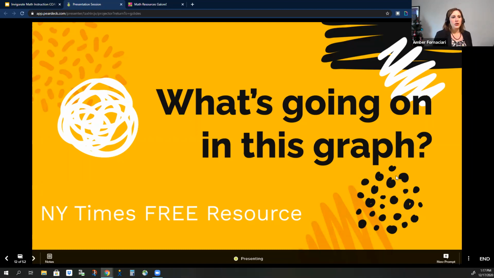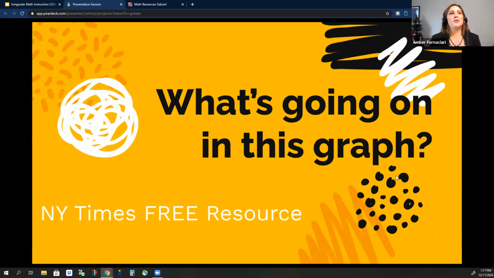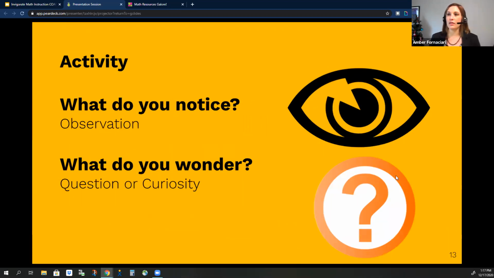So the first non-teacher tool, I guess, the first math tool that I'm going to give you is called What's Going On in This Graph. Now, this is put out by the New York Times. It's a free resource. It's also an interactive resource in itself. And I'm going to show you a little bit about how to model to you a way to use it in your classroom by using a technique called notice and wonder.